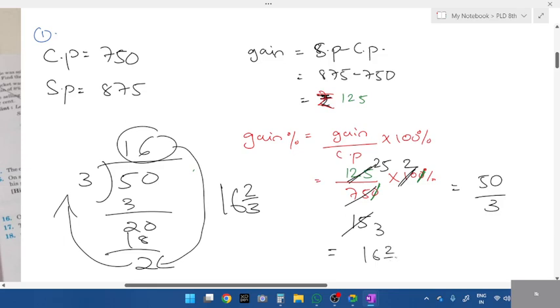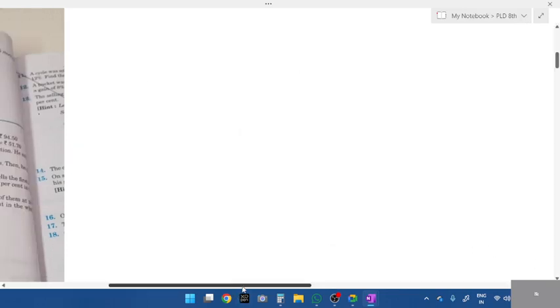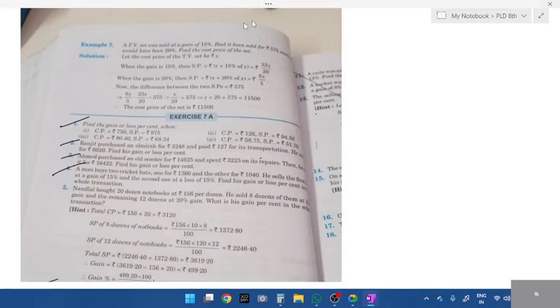What's the unit for gain percent, students? For gain percent, it is percentage. Decimal calculation will be tough. This question didn't have any decimal. We'll try the next question. Okay, everything has a decimal.